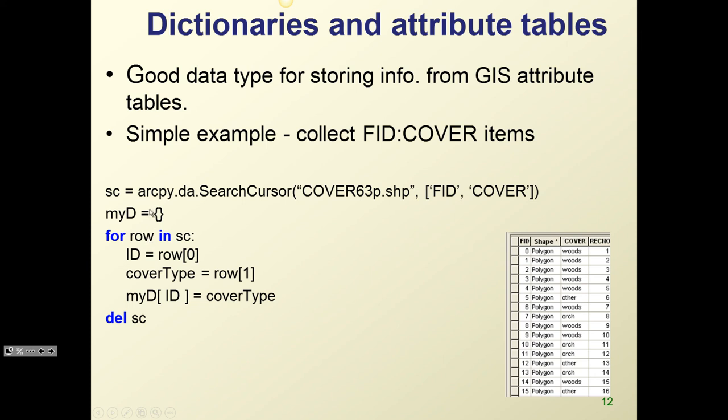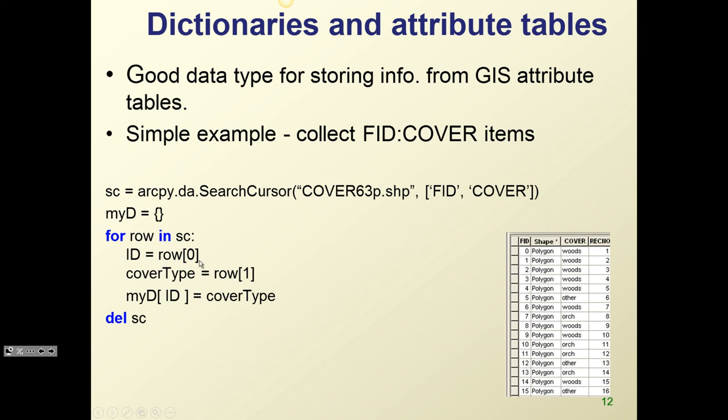So in this example, this is just collecting cover values into a dictionary, and it's using the FID as the key. So if you want to use that somewhere else with the data structure, you can do it like this. You can create an empty dictionary to start with. And then, what are we doing in this? For row in SC, that is doing what? Iterating through the rows. Point at the first row, point at the second row, and so forth.